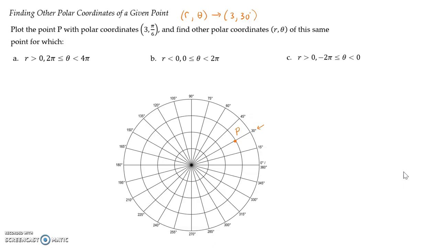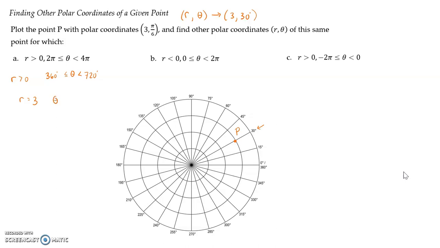We want a radii value greater than 0, and our angle measure here, we want it to be between 2 pi and 4 pi. So keep in mind, this is telling us that our angle measure should be between 360 degrees and 720 degrees. So if our radii value has to be something greater than 0, then we can still use that same R value of 3.